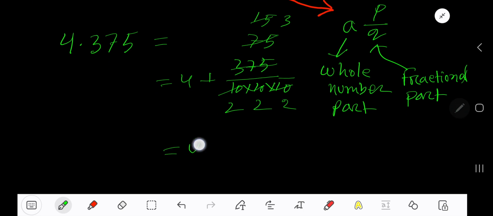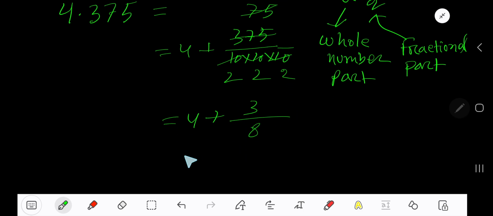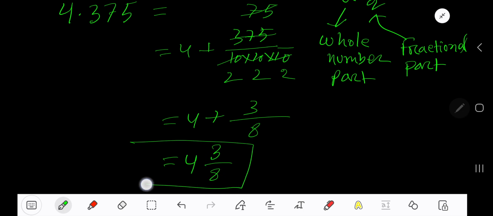So basically, we are getting 4 plus 3 over 8. Just combine. So 4 and 3 over 8 is the mixed form.